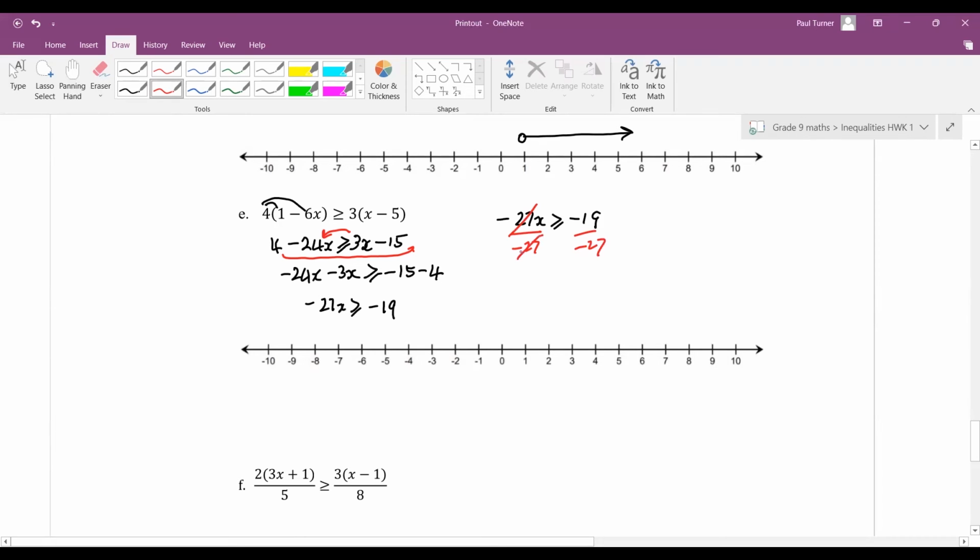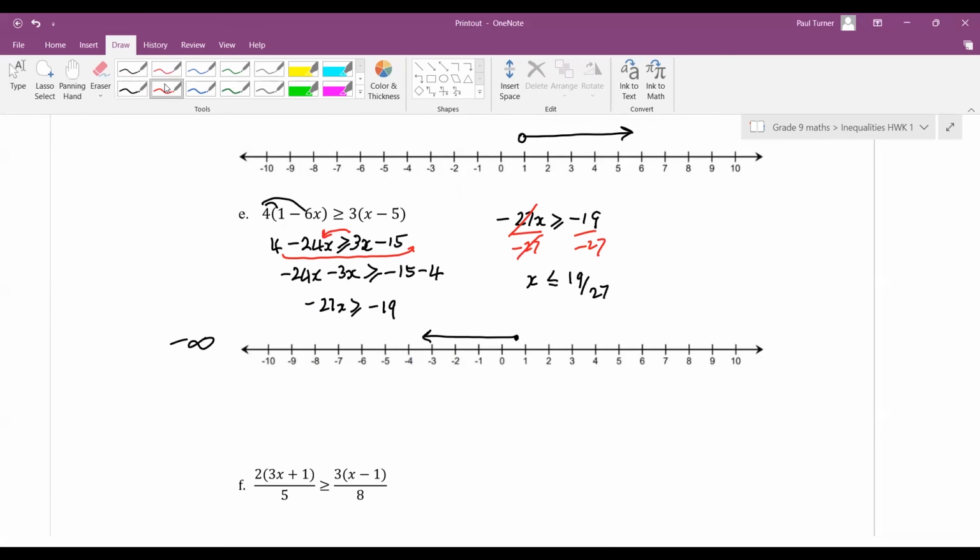Cancel your -27. And because you've done that, dividing by a negative number, change your sign around. So x is less than or equal to 19 on 27. So that number there is between 0 and 1. So we kind of estimate, and it's getting more towards the 1. You can use a calculator if you want to get it exactly, but just mark roughly where you think, and then draw your arrow to the -infinity direction.